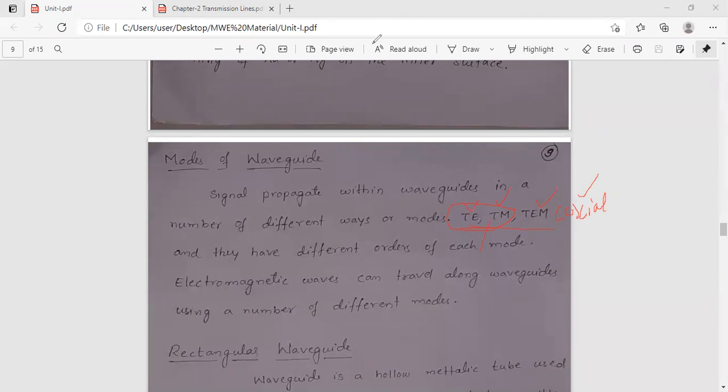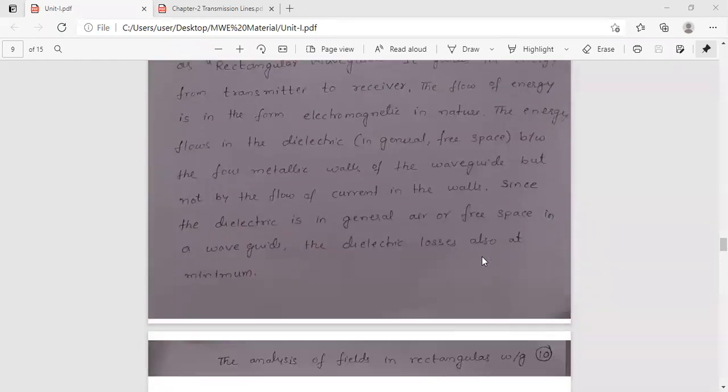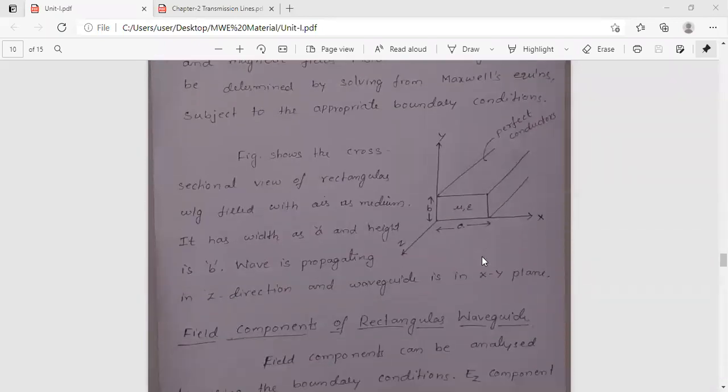Now, coming to the rectangular waveguide, where the shape of the waveguide is rectangular in nature, so it is called a rectangular waveguide. Now I'll be explaining the basic concepts. You can see the diagram over here. The rectangular waveguide is placed in the Cartesian coordinate system, because it is rectangular in shape, so we can analyze this rectangular waveguide using the Cartesian coordinate system, where it makes use of X, Y, Z.